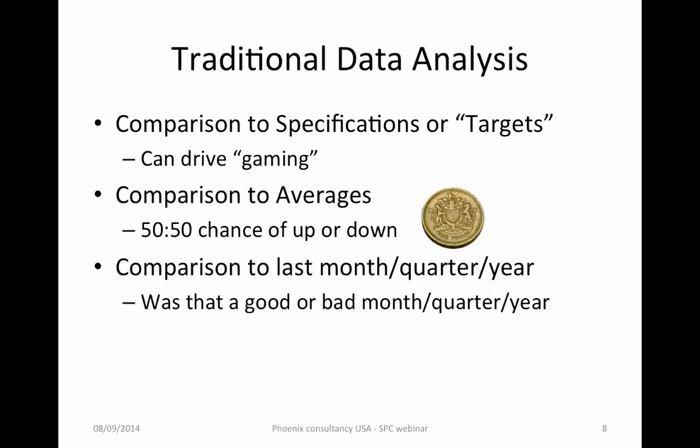Traditional data analysis tools used in management reports typically compare data with specifications or targets, and if these targets are unachievable, can sometimes drive gaming behavior in managers. We can compare to averages, but then there's a 50-50 chance of being up or down on the last average. And then finally we can compare to the last month or quarter or year. But it doesn't really tell us whether last month or quarter or year was a good year or a particularly bad set of results. And is the change noise in the system or a signal that we should be acting on?